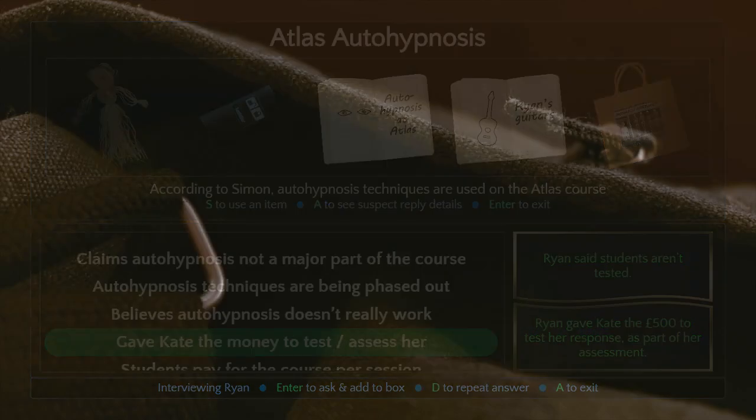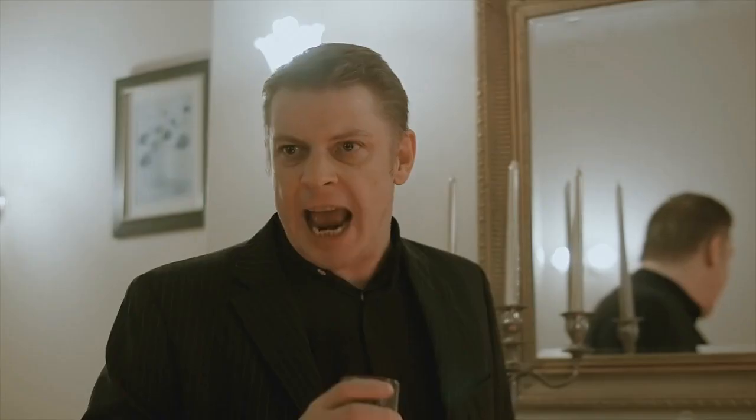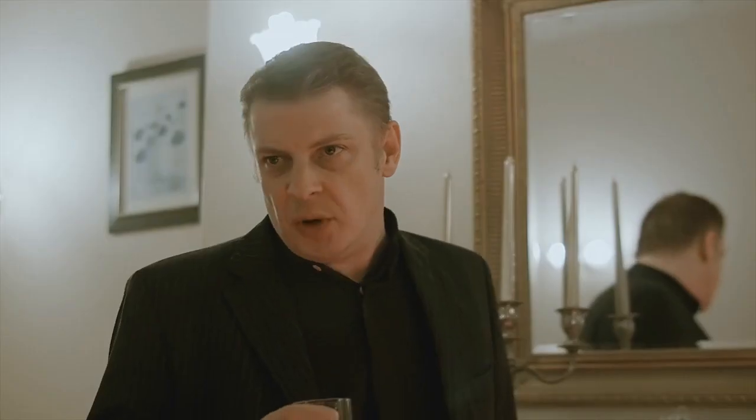Aha. Well, which one is it, Ryan? Do you test students or not? Well, some of them, yes. Including Kate? Yes. Why was she being tested? She was being tested because we wanted to see if she was good enough to become prime candidate, okay? So Kate was in the running to be prime candidate? Yes! And did you ask Simon to test her? Yes, I did. But I didn't ask him to do anything stupid. He knew it was against course rules. How far did you ask him to push her? I didn't ask him to push her. I asked him to test her. There's a huge difference!